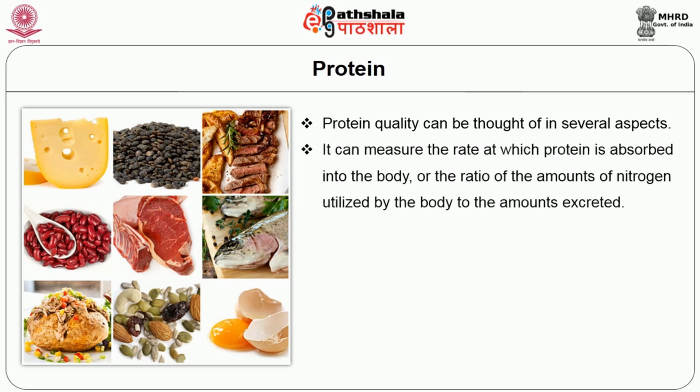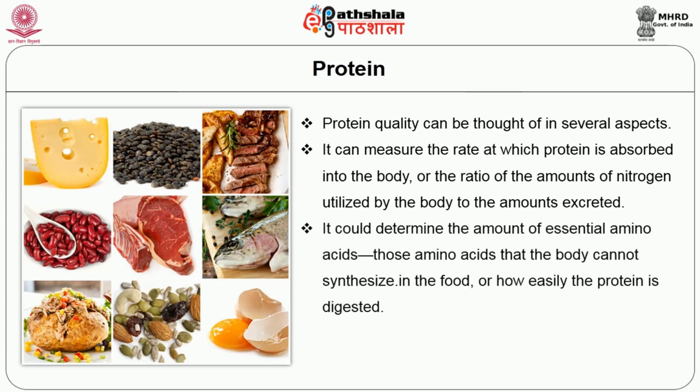It can measure the rate at which the protein is absorbed into the body, or the ratio of the amounts of nitrogen utilized by the body to the amounts excreted. It could determine the amount of essential amino acids in the food, those amino acids that the body cannot synthesize, or how easily the protein is digested. There are multiple methods of determining the protein quality. So, the protein quality can be assessed by different means.